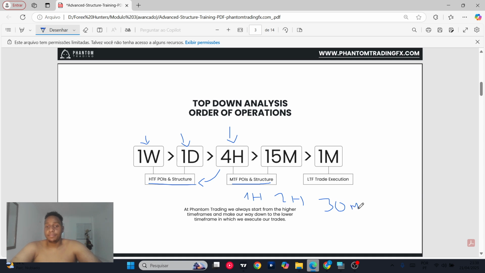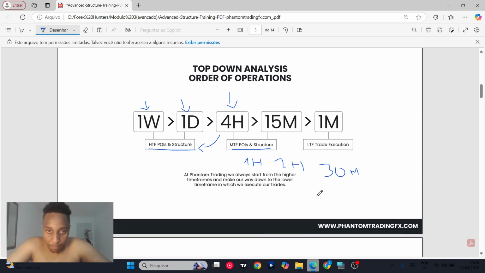In this PDF, they basically talk about some interesting things about top-down analysis. Note this thing up in your book. Write it down: 1 week, daily, 4 hour, and 15 minutes, 1 hour, 2 hour, 30 minutes in the mid time POIs, and for lower time frame execution we will use the 1 minute in extreme cases, and most likely we will use the 5 minutes.